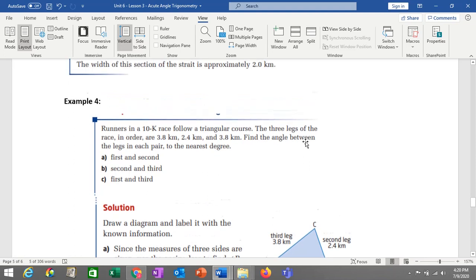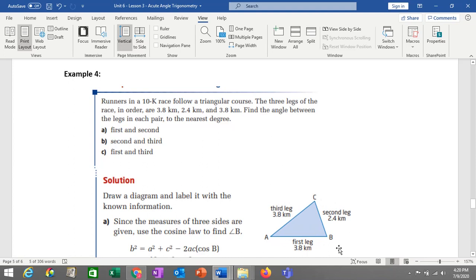Okay, so we don't have a right angle triangle, so we're not using SOHCAHTOA or the Pythagorean theorem. We are looking at either sine law or cosine law. Are we using the cosine law? Well, remember, cosine law is used if you have 3 sides, and look at that, we've got 3 sides. So we're going to be doing the cosine law here.